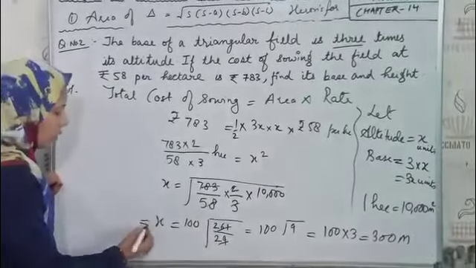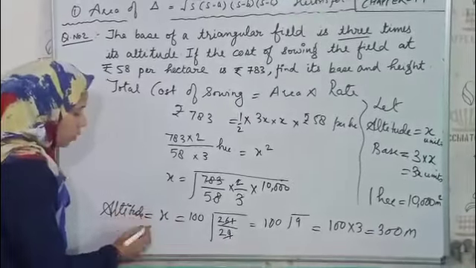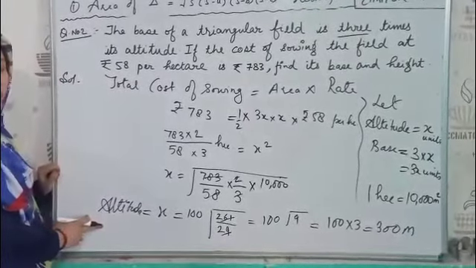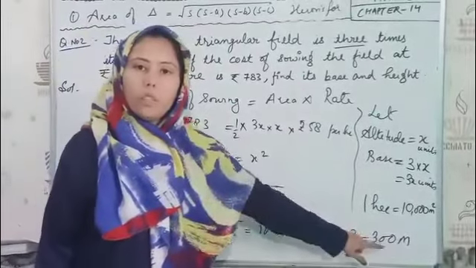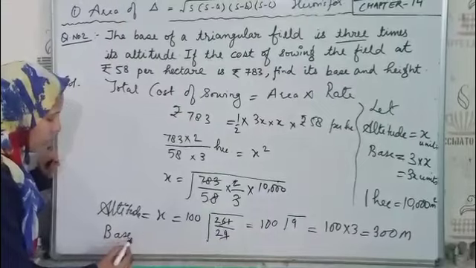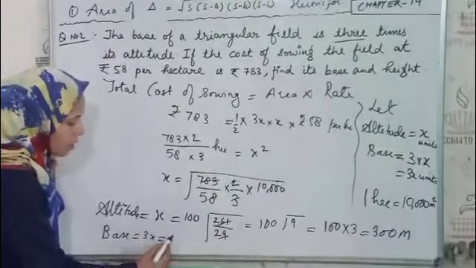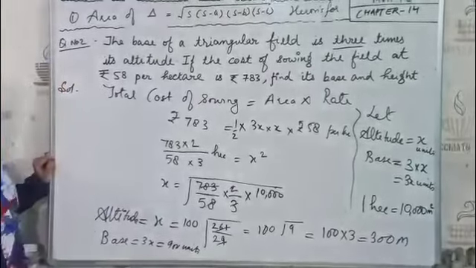X means altitude. Now base is 3x. 3 into 300 is 900. So base is equal to 3x. It is equal to 900 units. This is your answer.